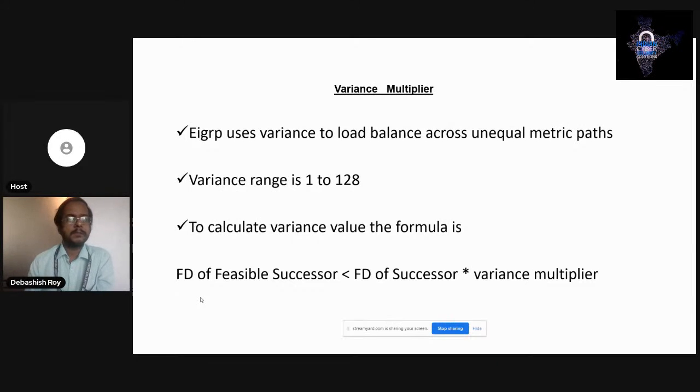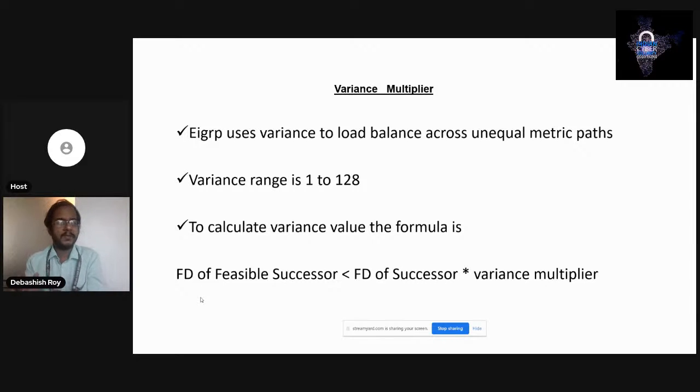Now, there is a variance multiplier. What is that? EIGRP uses the variance value, or variance multiplier, to load balance across unequal metric paths. By default, as I've told you, EIGRP does equal cost load balancing, but you have to configure unequal cost load balancing. So you have to configure the variance multiplier for that. The variance value ranges from 1 to 128.